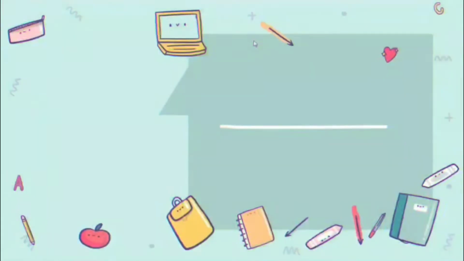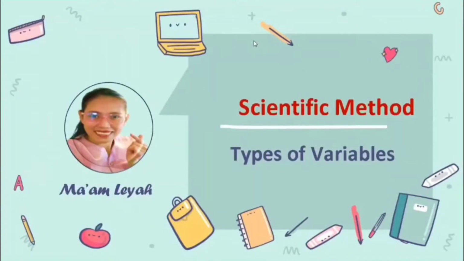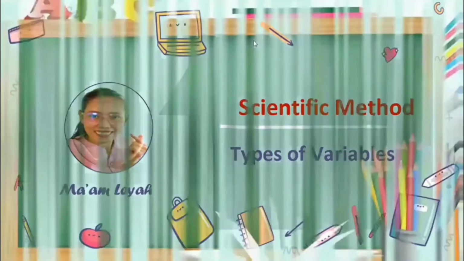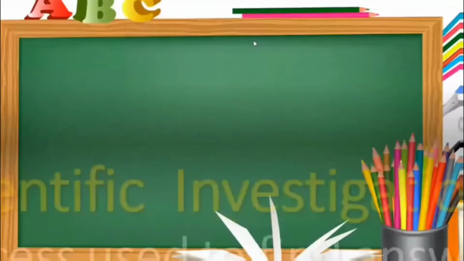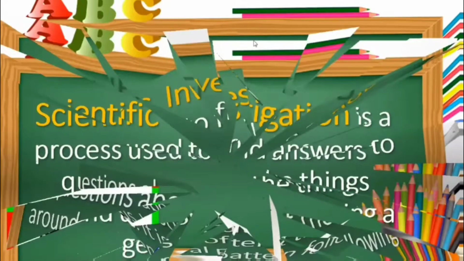Good day, dear students. Today, we will be discussing the steps in the scientific method and the three types of variables. To start, let's define the word scientific investigation. Scientific investigation is a process used to find answers to questions about the things around us. It often follows a general pattern, and that general pattern is what we call the scientific method.